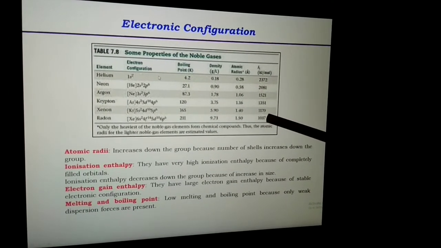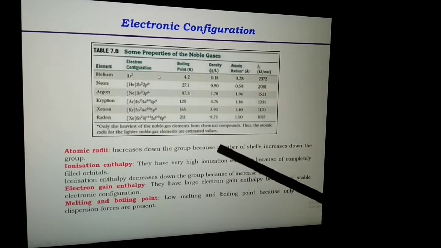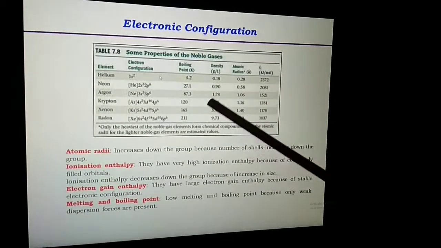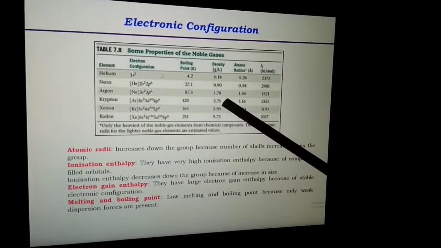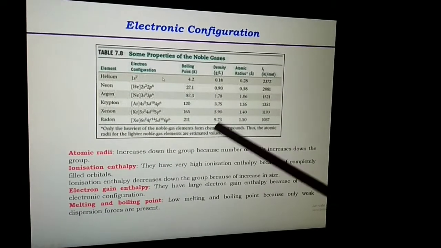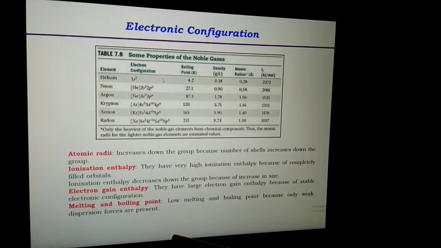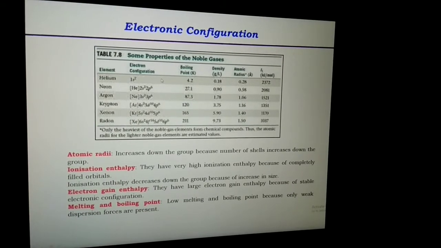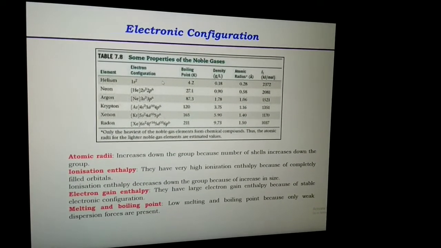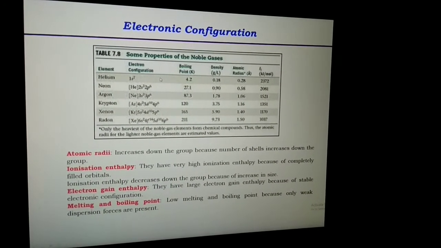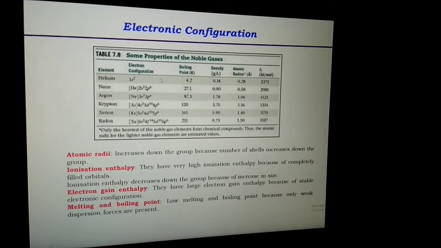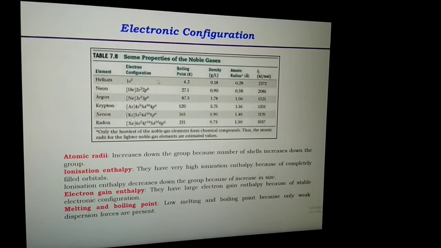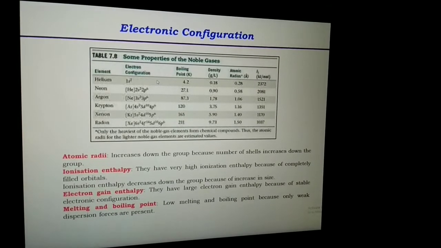Now we discuss the electron gain enthalpy or the electron affinity. These elements have the ns2 np6 configuration, so they have no tendency to accept an electron. That is, these elements have low electron affinity. So we conclude that the noble gas elements have no tendency to accept or release an electron, and that's why these elements are chemically unreactive.